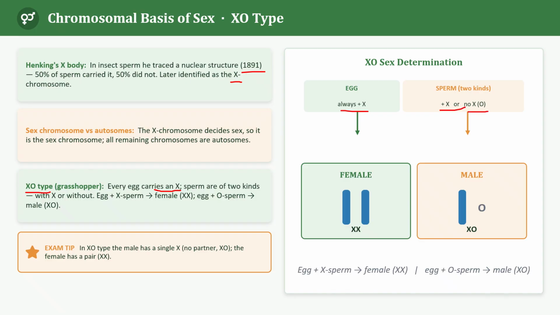Now fertilization happens in two ways. Egg X and X sperm produce XX, which is female. Egg X and O sperm produce XO, which is male. So the sperm decides the sex. What we should remember from the exam point of view is that female is XX and male is XO. The male produces two different gametes. Therefore, male is heterogametic.